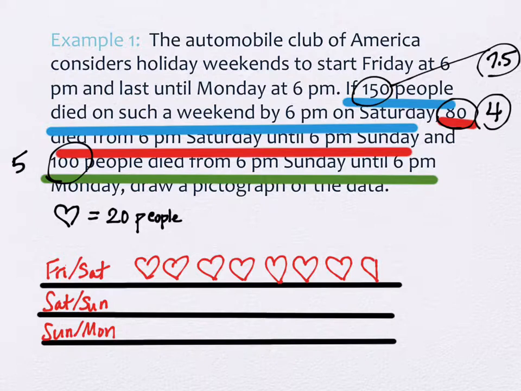So the next data was my 80, and that's going to be 4 hearts. So the 4 hearts have to line up underneath the 4 hearts from the previous line, like so. And then I have my 5 hearts. And again, they also have to line up evenly underneath the previous lines of hearts.